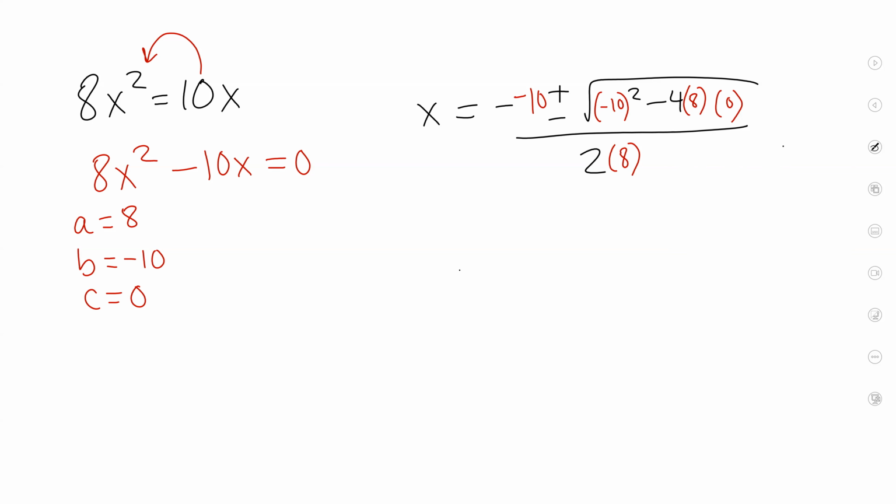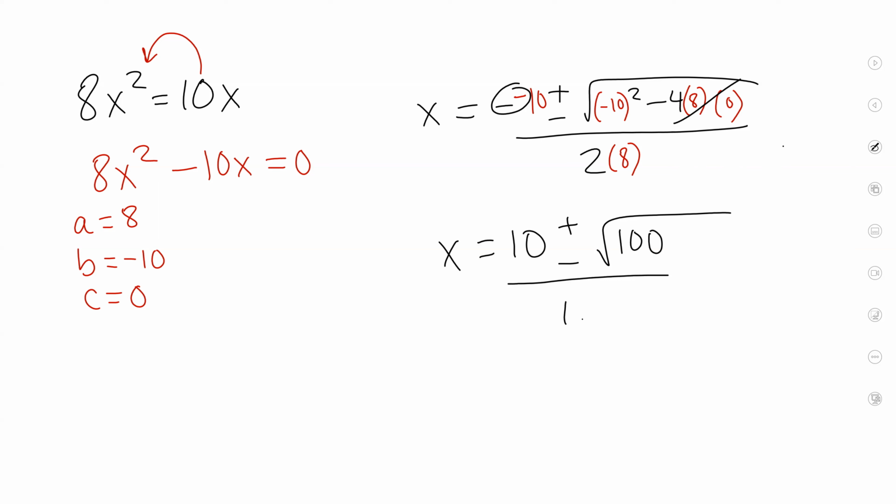So I'll have x equals, these two negatives make a positive. Negative 10 squared is 100. This will just go away because 32 times 0 is just 0. All over 2 times 8 is 16. All right, from here, we'll get x equals 10 plus or minus, what's the square root of 100? 10, over 16. So I'm going to have two answers.